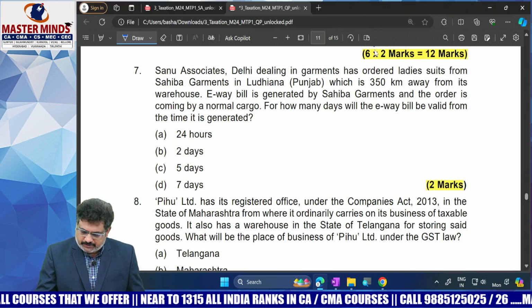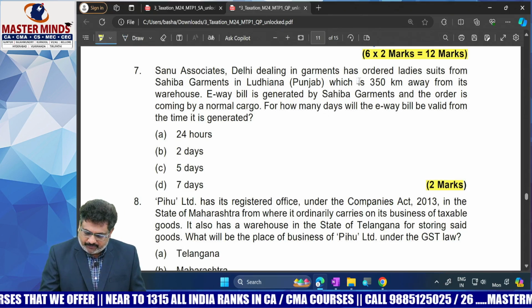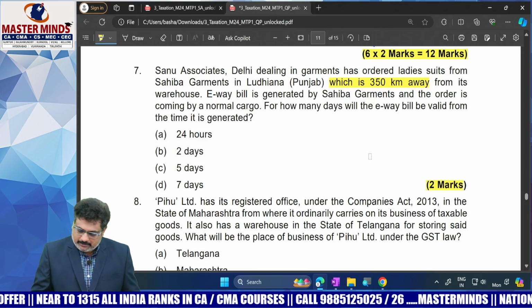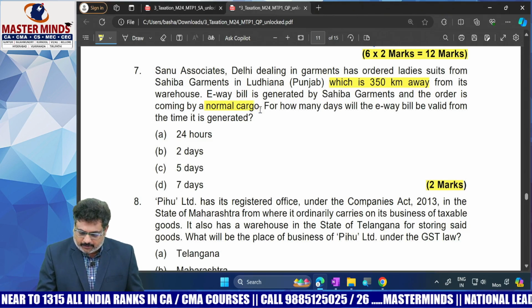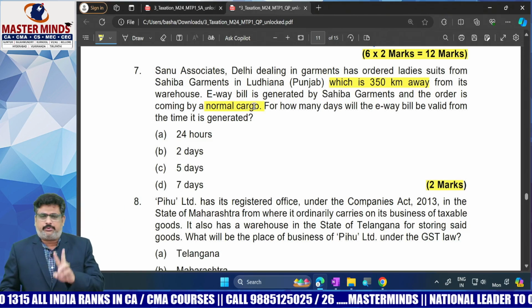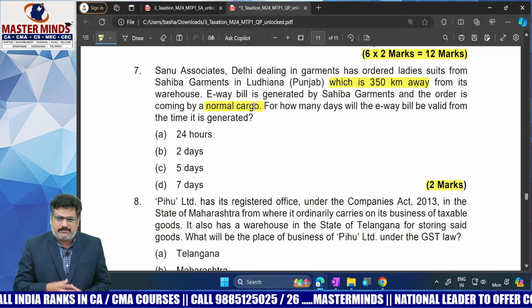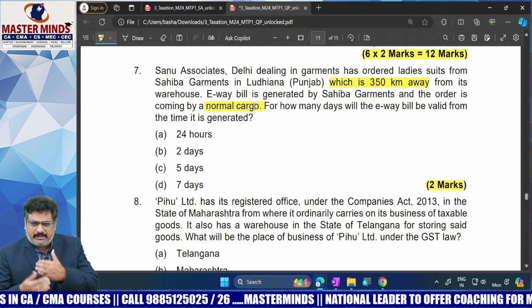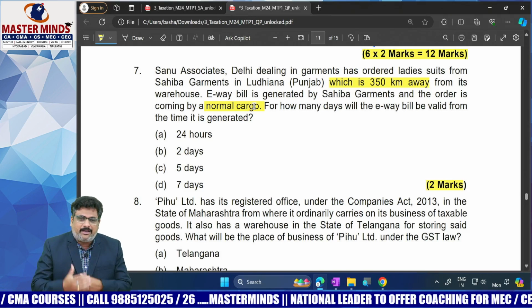See, what is the distance? These are the key things you need to keep focus on. 350 kilometers away and it is a normal cargo. These are the 2 words you need to keep focus on while computing the validity period of e-way bill. That means while reading the question itself, you need to highlight the keywords.